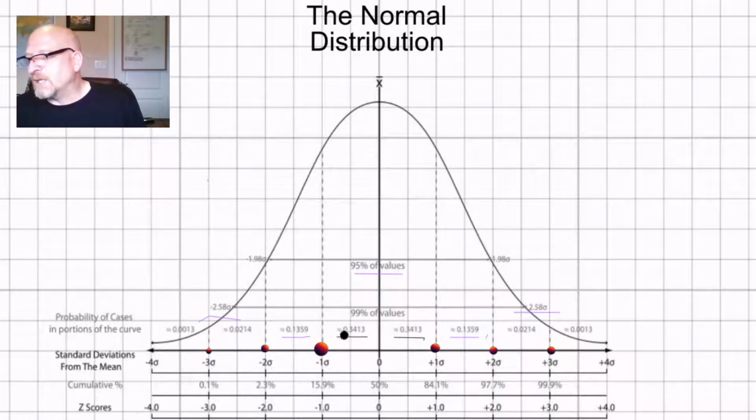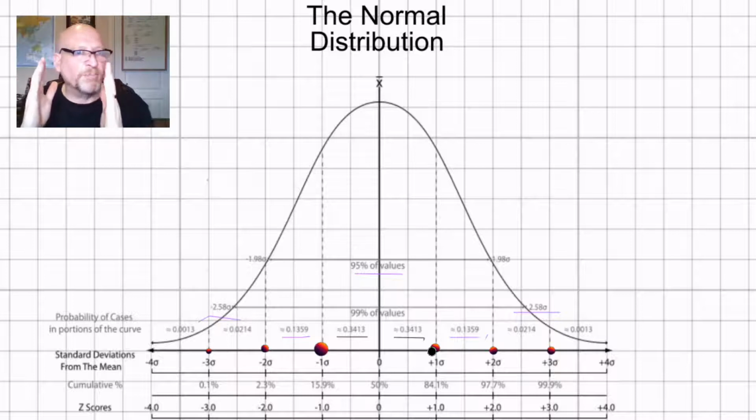And if you notice right here, it says between 0 and minus 1 standard deviation, it says 0.3413, which means 34.13% of the population fit in this area right here, this whole area. On this side, another 34.13% fit between 0 and plus 1 standard deviation, so another 34% right here. So between this and this, a total of 68% of the people are right in between $35 and $65.